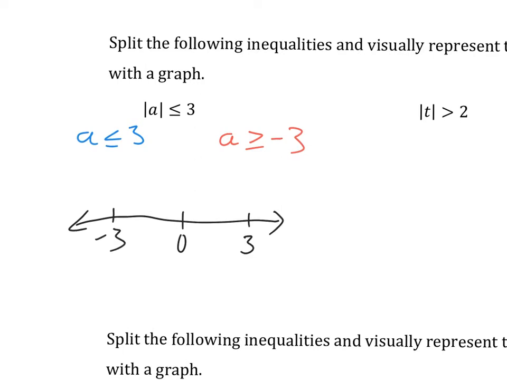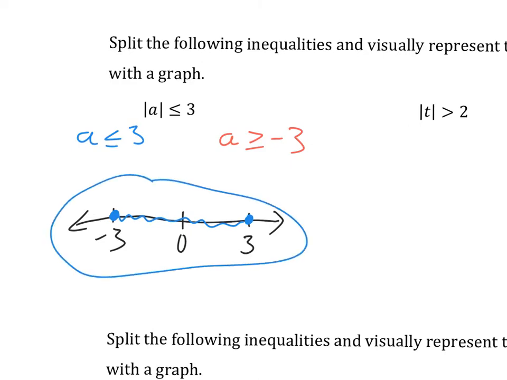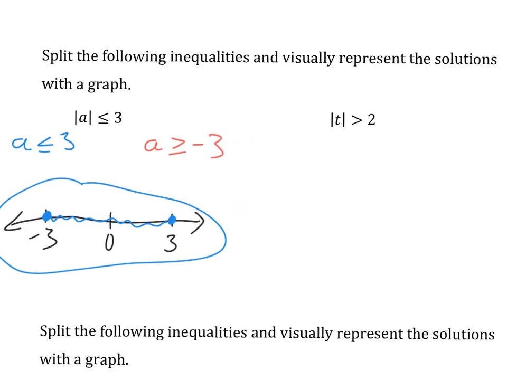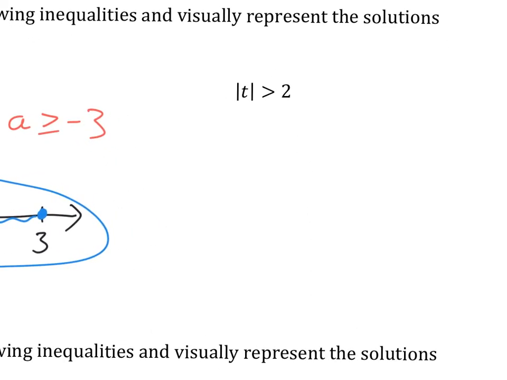Then we just want to graph this as if it were a compound inequality. We want all the numbers that are less than or equal to 3, but also greater than or equal to negative 3. So we'll have closed circles at negative 3 and at 3, and then we will shade in between them, because those would be less than positive 3 but greater than negative 3. And this is our solution to this absolute value inequality.